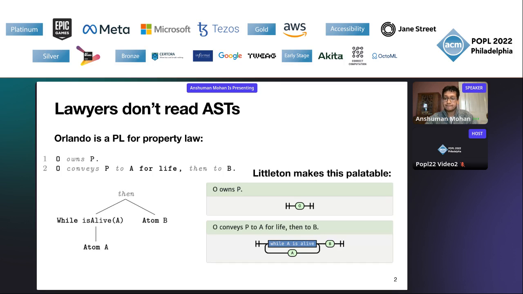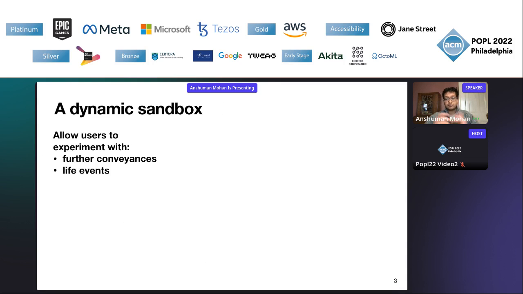Very nice. A further theme of Littleton is that it brings to the surface the ability to experiment with and modify these conveyances. And often this leads to a greater understanding of the conveyance and better drafting and so on. In particular, you can add on further subconveyances, and you can add on life events which might change the ground truth and might actually modify what happens in real life as a law is interpreted.